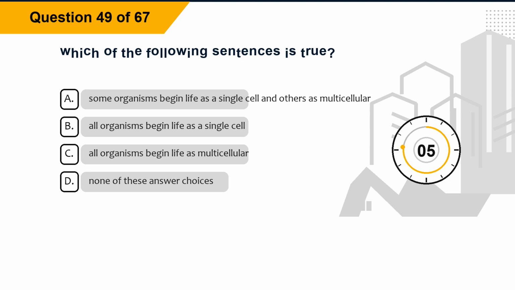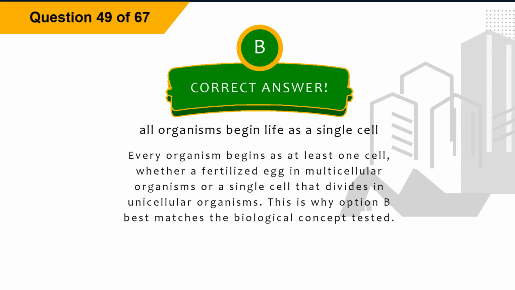All organisms begin life as multicellular. Option D. None of these answer choices. The correct answer is option B, all organisms begin life as a single cell. Explanation. Every organism begins as at least one cell, whether a fertilized egg in multicellular organisms or a single cell that divides in unicellular organisms. This is why option B best matches the biological concept tested.